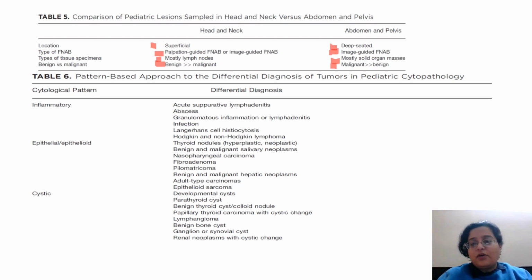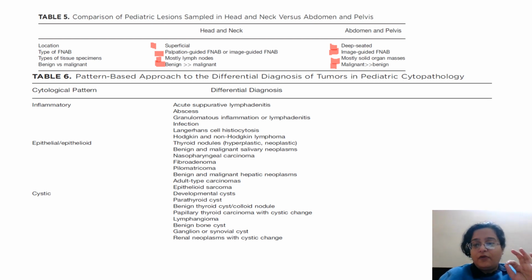The 2 points, of course, in abdomen it has to be deep seated mostly, except parasitic cysts, etc., which are superficial, and you have to do it image guided. What is more important is that in abdomen you get solid organ masses more commonly as compared to lymph nodes. Having said that, it's not that you don't get a lymphoma in the abdomen. And secondly, they are mostly malignant. Having said that, it's not that you don't get a TB in the mesenteric lymph node. Okay. Now is the most important.